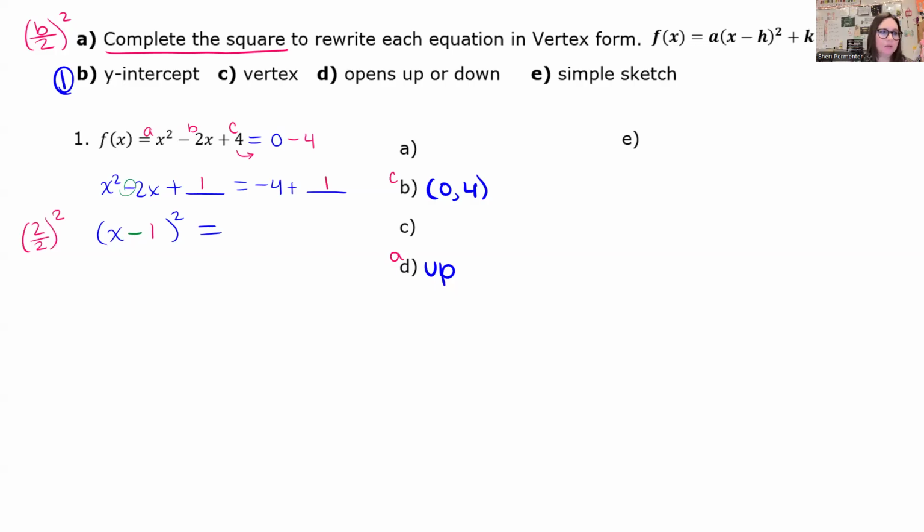So now I have negative 4 plus 1, so I get negative 3. But I need it to look like this form. So I need everything on one side and then f of x, which is also the same thing as 0, on the other. So as soon as I complete the square, I need to bring the 3 over. So I need to add 3. So I get x minus 1 squared plus 3 equals 0.